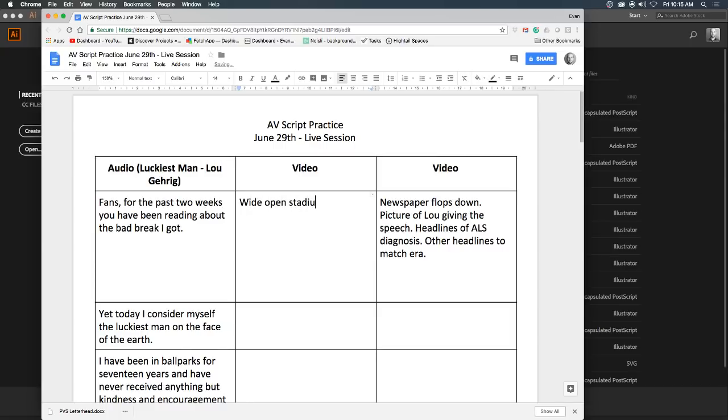Wide open stadium, view from mound, you know. And it's also where we can tell how expensive this will be to make, how many hours I will be committing to each of these scenes. If we say this is a POV panning the crowd, that might be more expensive to put down than a newspaper flopping and a picture of Lou giving the speech. So we're able to figure out what the stakes are, how difficult this is going to be, from this early process. We're starting to make those choices.